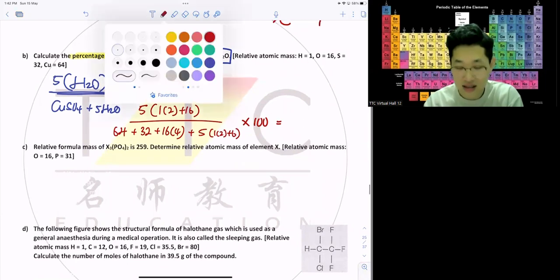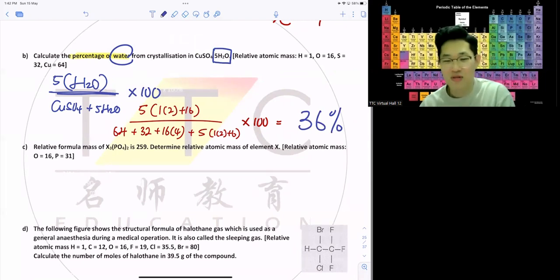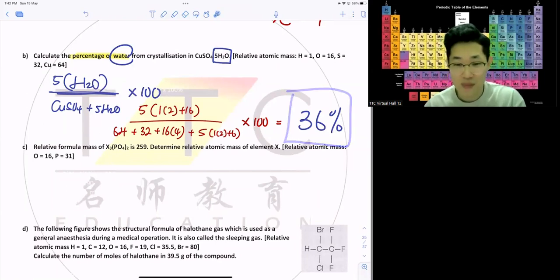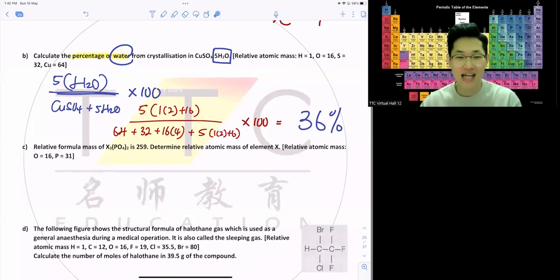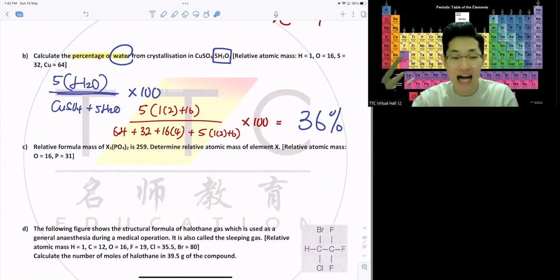Jacinta, very good. Okay, 36%. Just press your calculator. Anyone can't get this answer? This page is just warm up. Later we'll be doing harder questions. Now we haven't used the formula yet. Later we'll be using the formula.